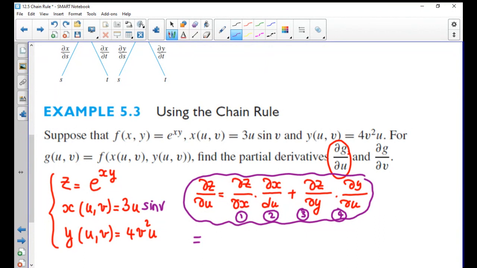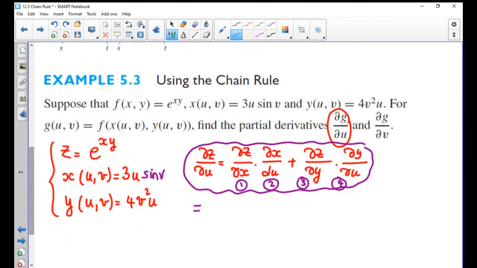So we need to calculate again four terms: 1, 2, 3, and 4. What is the first one? dz over dx. I think we can calculate each one of these without too many problems here. So dz over dx. So here is z. You want to find its derivative with respect to x. So remember, y is a constant. So the derivative of xy with respect to x is y. So you need to have a y at the beginning. e^(xy) multiplied by. So this is dz over dx.